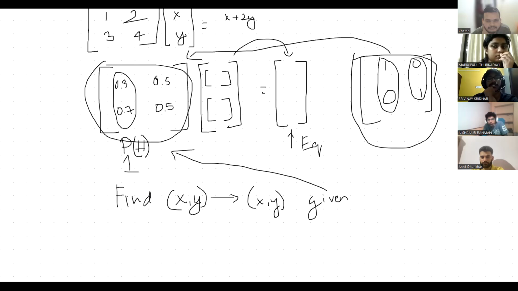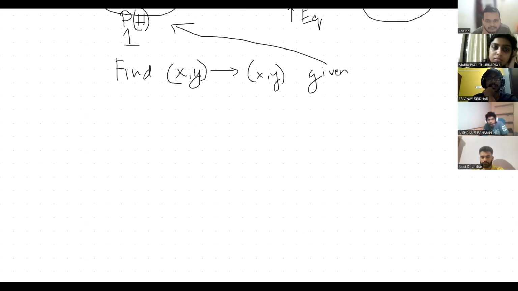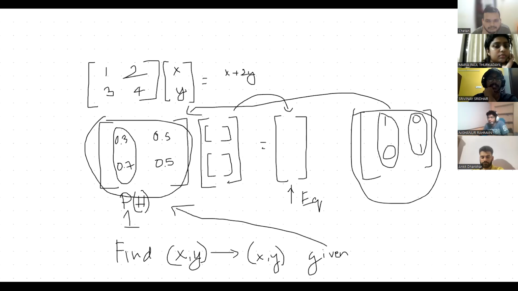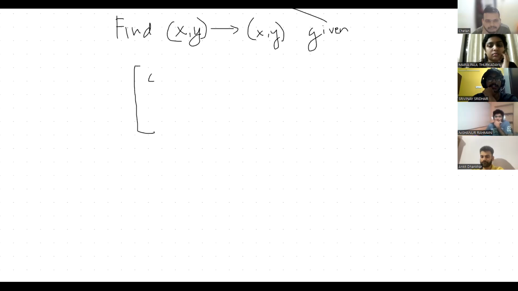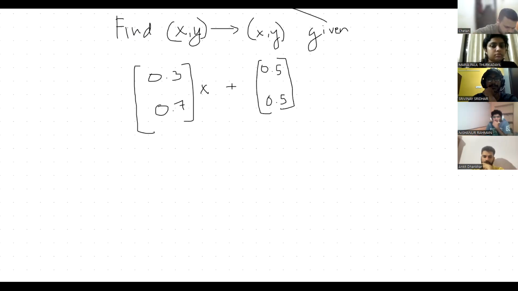Let's start. Again, I always try to write the same matrix in different ways and try to understand how a different view can help us. Maybe 0.3 and 0.7 of x plus 0.5 and 0.5 of y should be equal to x, y. This is what we want.